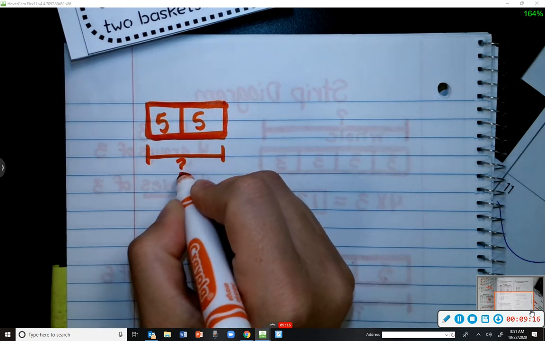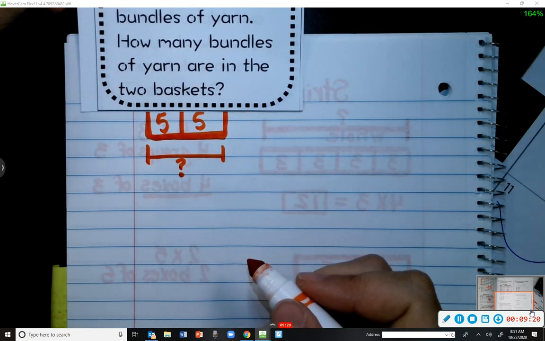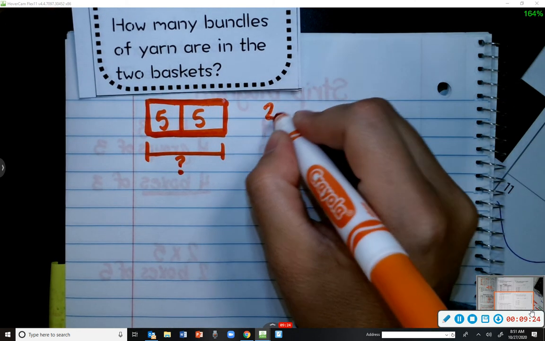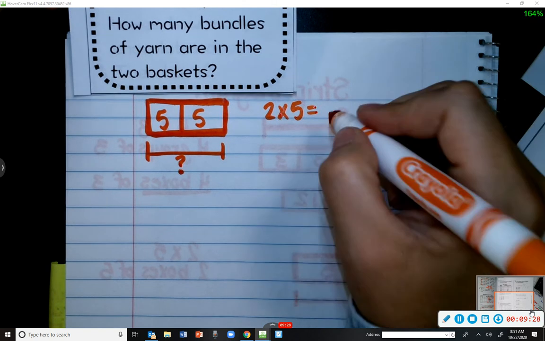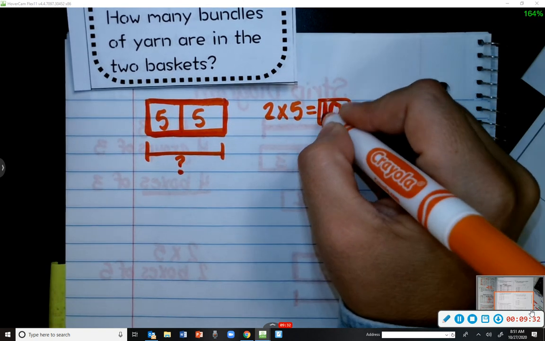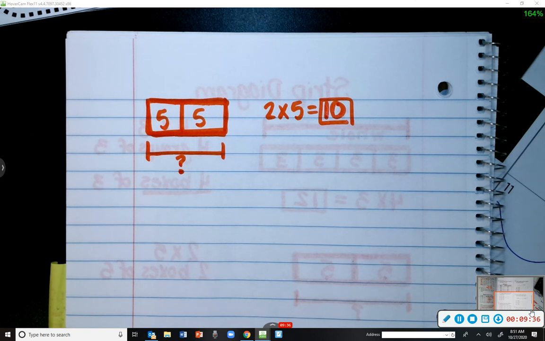So we're looking for the whole amount. How many bundles of yarn in all of the baskets? The total. So 2 times 5. And it would equal what, class? 10. What do we call the answer to a multiplication problem? Product. Good. Okay, let's do a few more.